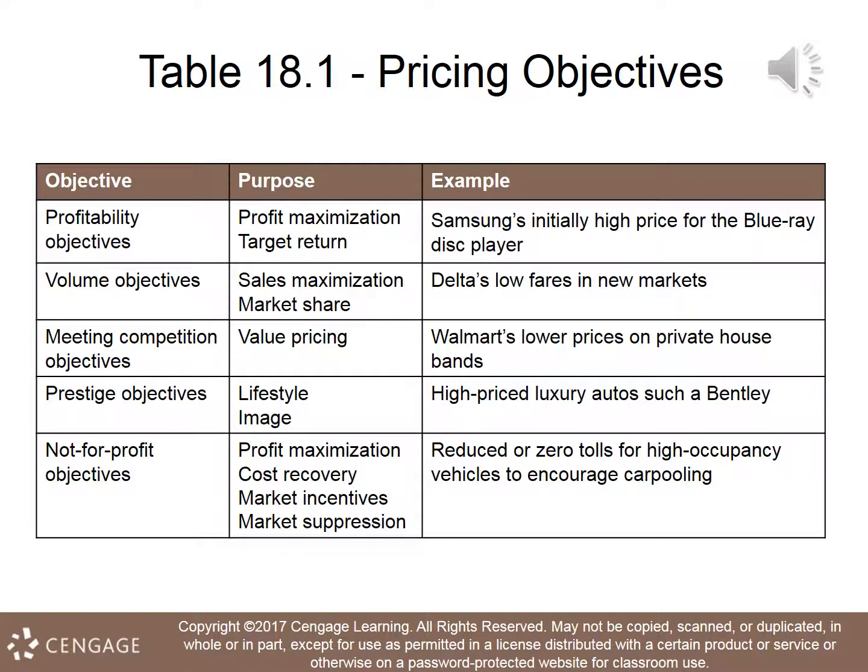Pricing objectives can be classified into 4 major groups: profitability, volume, meeting competition, and prestige objectives. Profitability objectives indicate that prices should be set with profits in mind. Even not-for-profit organizations have to set prices high enough to meet expenses. Volume objectives are based on the belief that pricing seeks to maximize sales within a given profit constraint. Meaning, if a minimum acceptable profit level is set, marketers can then seek to maximize sales.